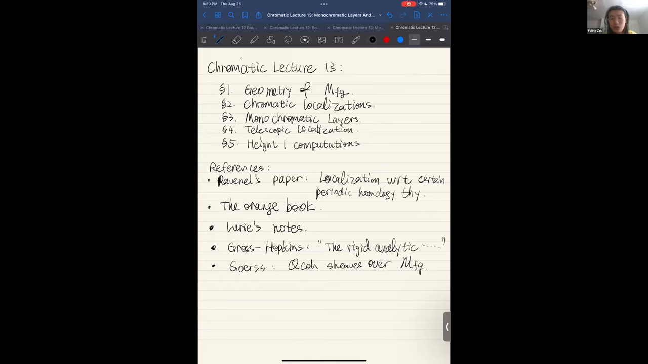Welcome back to the last day of the workshop. And now we will have Ningchuan Zhang from University of Pennsylvania, who will give us the last lecture on the chromatic series. He will tell us about monochromatic layers, chromatic convergence theorem. Okay, take your time.